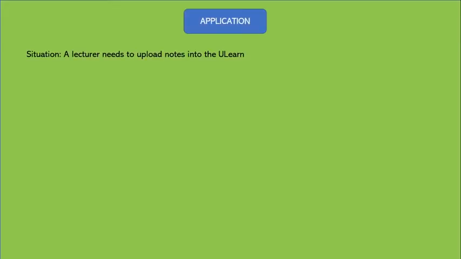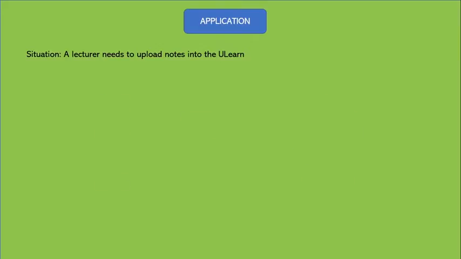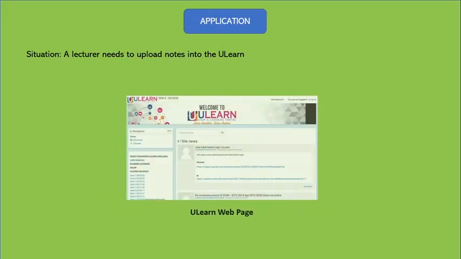Application layer. As we know, the application layer is the top layer of the OSI model. Let's say a lecturer needs to upload notes into the ULAN. The lecturer needs to open a web browser such as Google Chrome to access the ULAN web page. In order to upload the notes, the web browser makes a request using the HTTPS protocol to the ULAN web page.